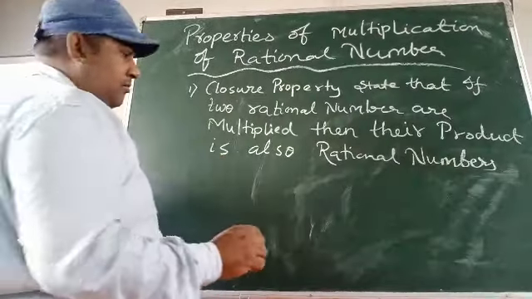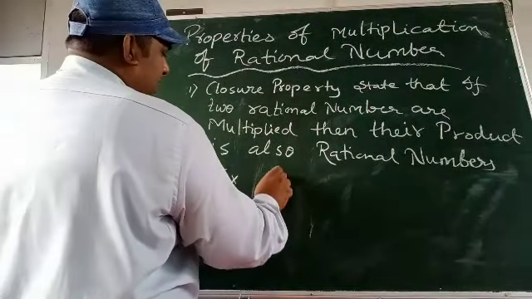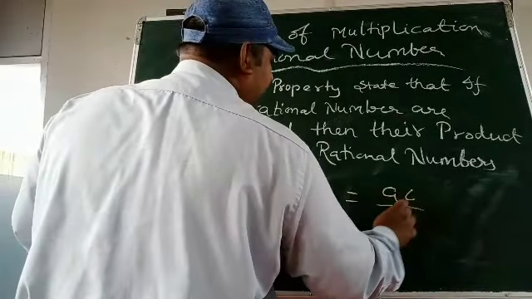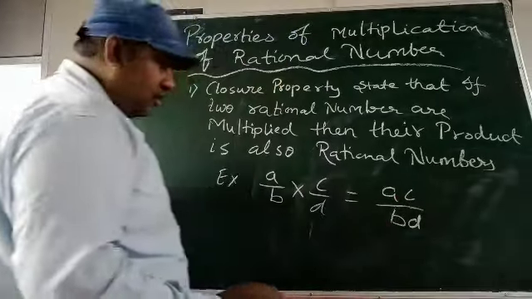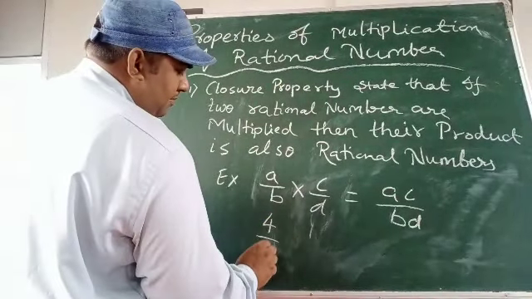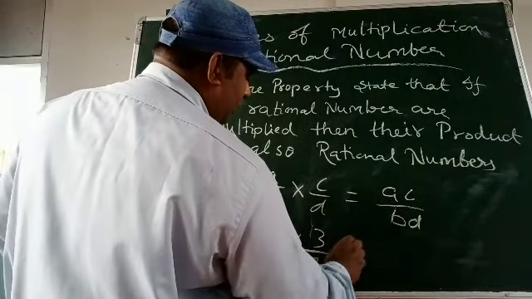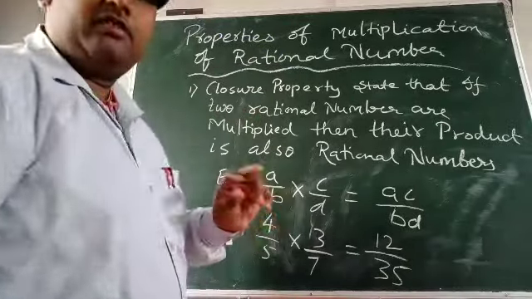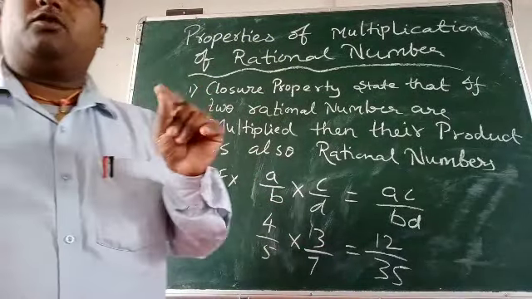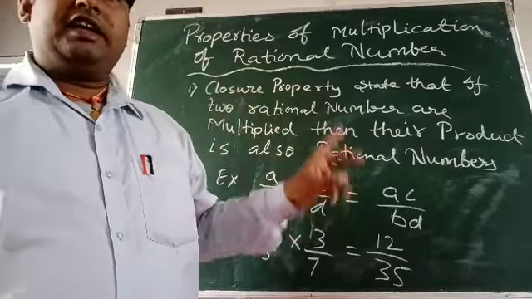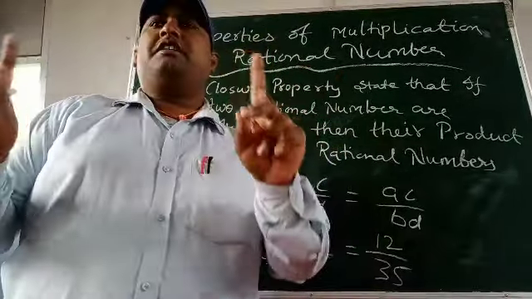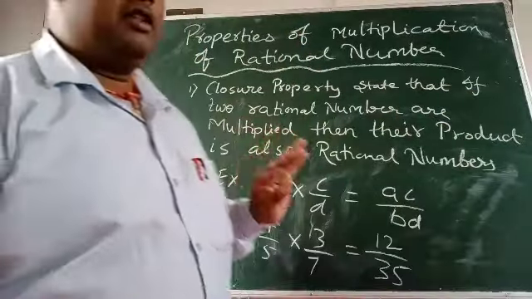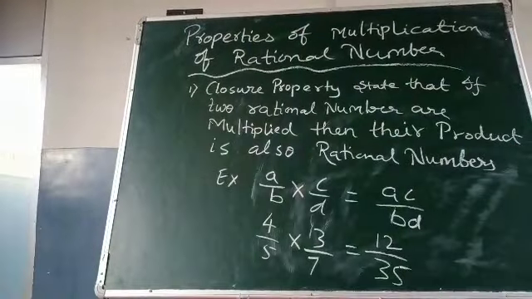For example, if a by b is multiplied by c by d, it will be ac by bd, and that is also rational. Suppose we take 4 by 5 into 3 by 7. When you multiply, you get 12 by 35, and that is also a rational number. So what have we learned in closure property? If we multiply two rational numbers, the result will also be a rational number. Clear? Now come to the second property, that is commutative property.